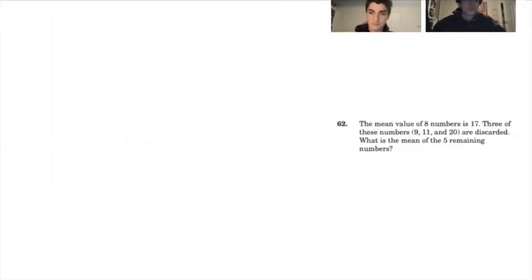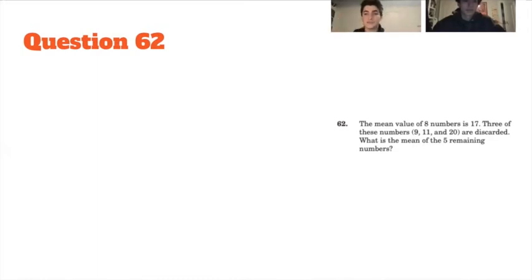Question 62 reads, the mean value of 8 numbers is 17. 3 of these numbers, 9, 11, and 20, are discarded. What is the mean of the remaining 5 numbers left? It's important to note that the question is not multiple choice. So we don't have the answer choices to rely on or cross some of them out. So let's break down the question.